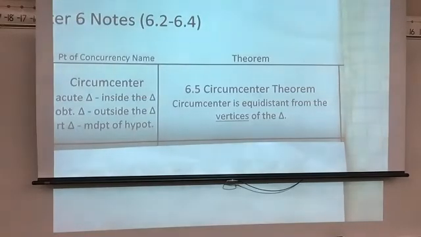And if you recall, equidistant quite literally means equal distance. So we're saying that the circumcenter, wherever that circumcenter is, it is going to be the same distance from all three vertices of the triangle. The same exact distance from all three vertices.